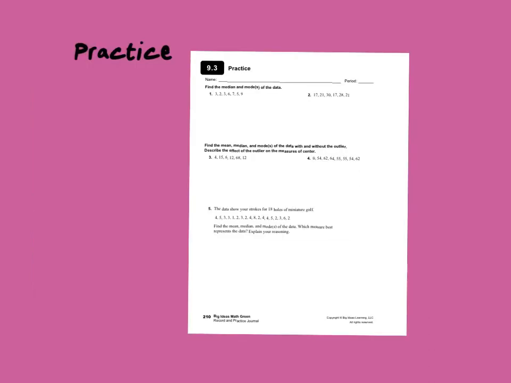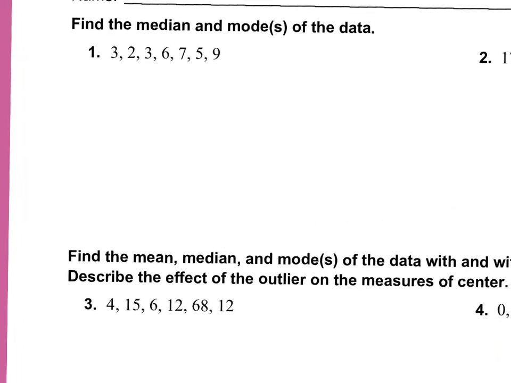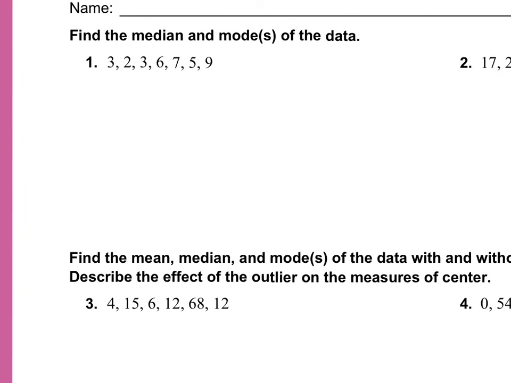So here we go. Here is your practice. And it wants us to find the median and the mode of the data. Now remember, the first step to do the median and the mode is to put it in order from least to greatest. And now can you see why yesterday I wanted you to kind of get into the habit of putting these in order from least to greatest? Because it's going to make your life a lot easier if you just get into the habit right at the beginning of looking at a set, put it in order.